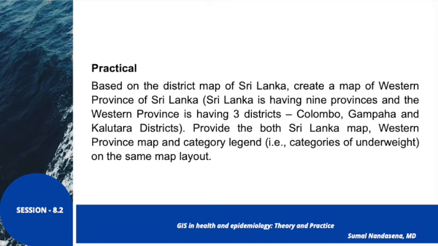In this practical, we create a map of Western province of Sri Lanka based on the district map of Sri Lanka. Sri Lanka has 25 districts and the Western province has 3 districts, that is Colombo, Gampaha and Kalutara districts. Also, we will categorize nutrition level into 3 groups based on the nutritional level according to the district, as we did in the previous example.